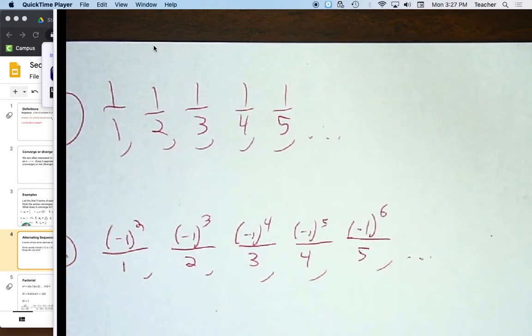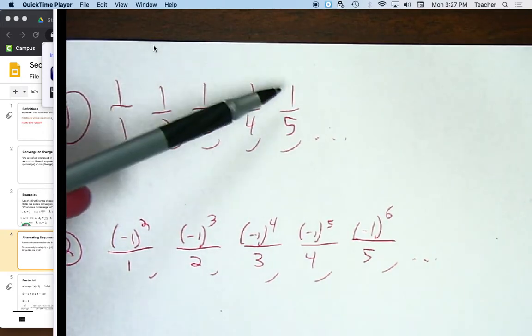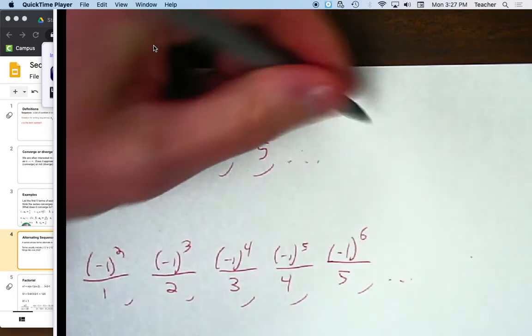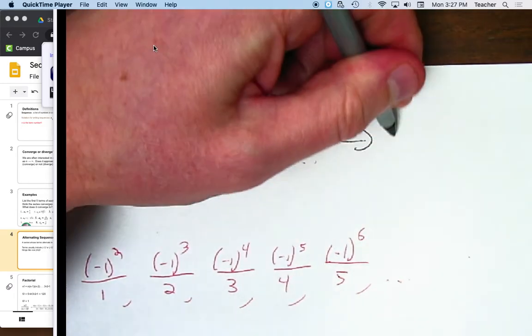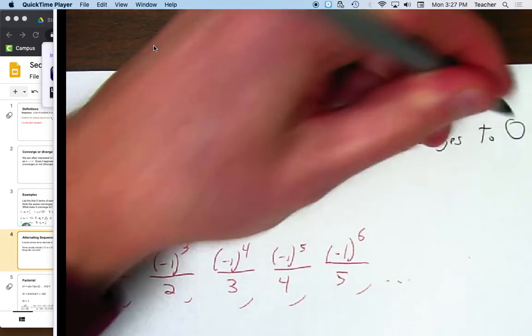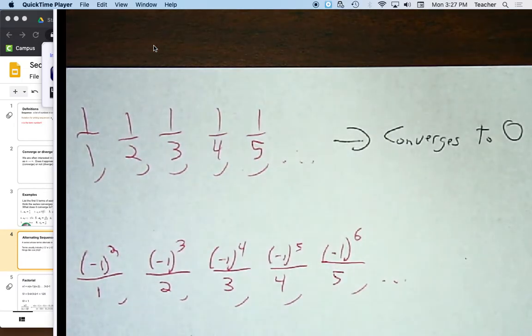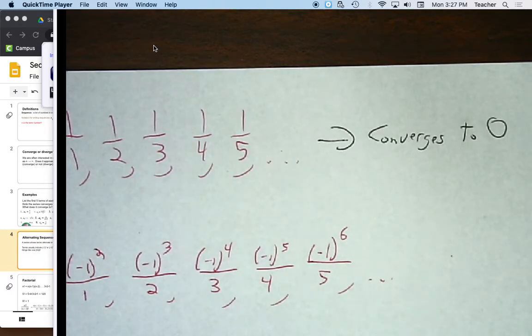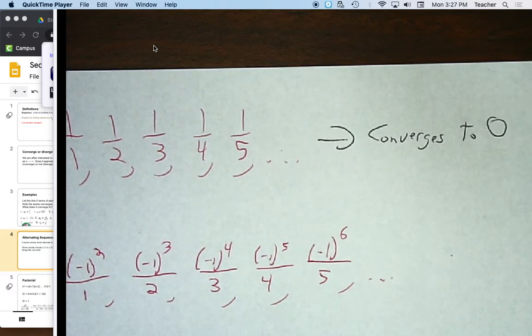So number one, I talked through briefly in the previous video. So this is what the first few terms are. As n gets bigger, of course, we're just going to have 1 over a really big number. And so this definitely converges, and it converges to 0, right? So it's approaching a specific number. Never quite gets there, right? But at the limit, it's converging to 0.